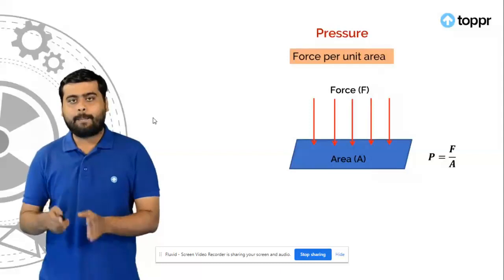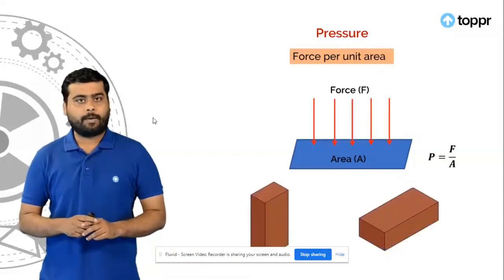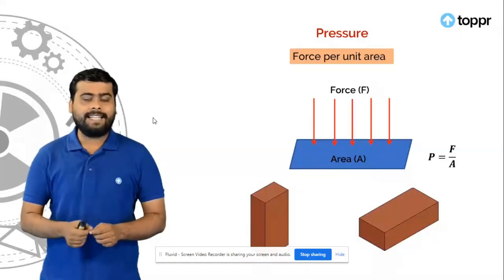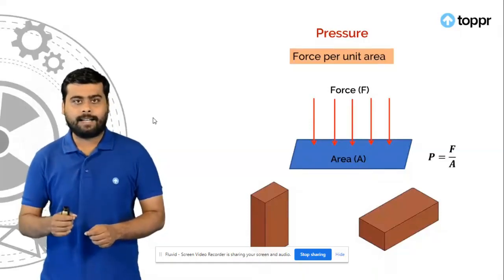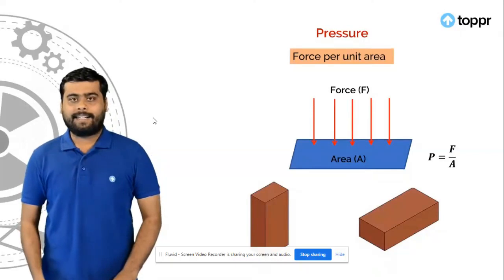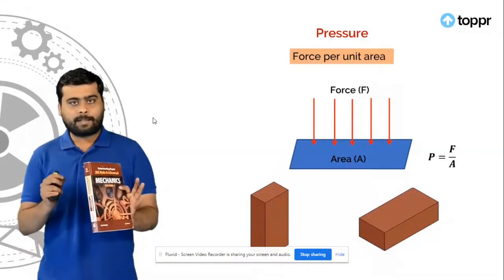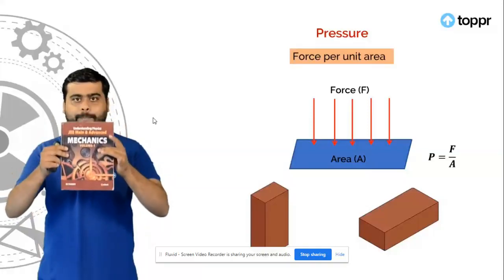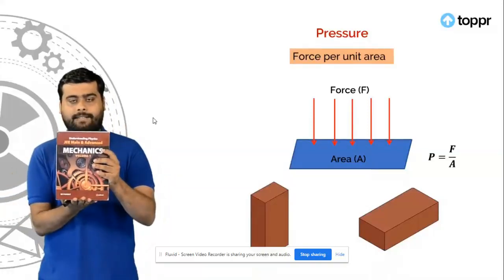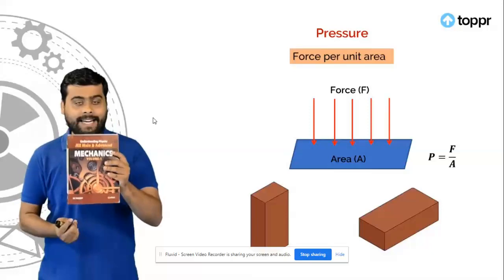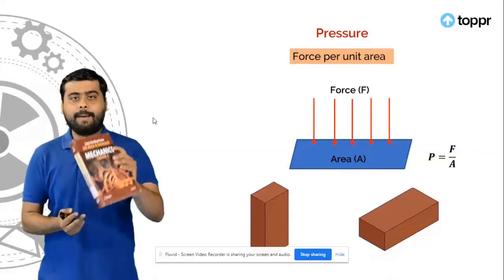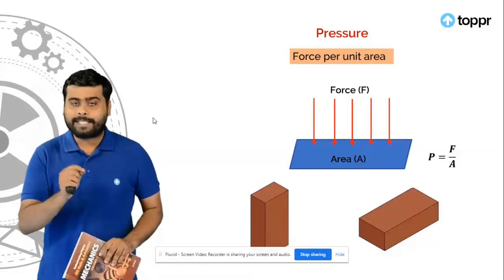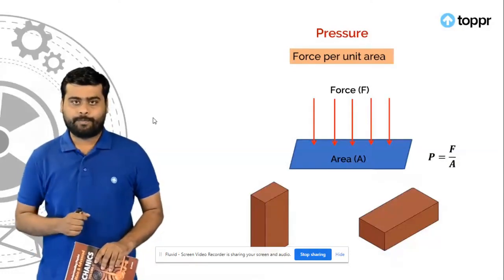Suppose that I am placing a brick in this way. In the first case I am placing the brick vertically, then I am placing it horizontally. So let me show it practically. Consider this book as a brick. The first time I am placing the brick, or this book, like this, vertically, and the next case I am placing it like this. Now you have to tell me in which case the pressure will be more.